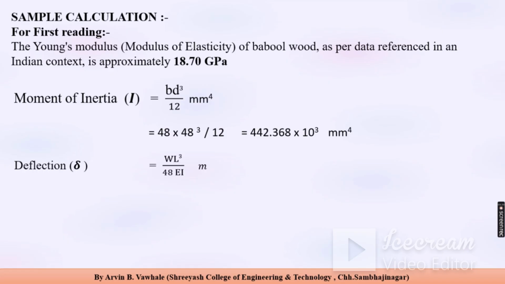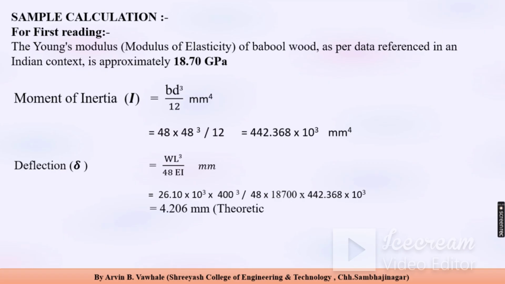Deflection is equal to W into L cubed by 48 E I, which is 1 into 10 cubed multiplied by 400 cubed, divided by 48 into 18700 into 442.368 into 10 cubed, equal to 4.206 millimeters. This value is calculated theoretically. And practically, it will be 4.3 millimeters.